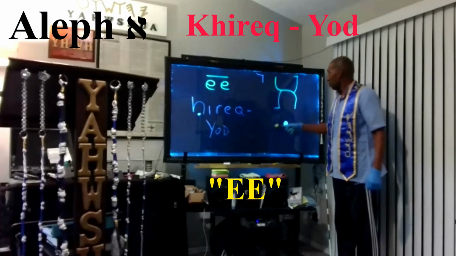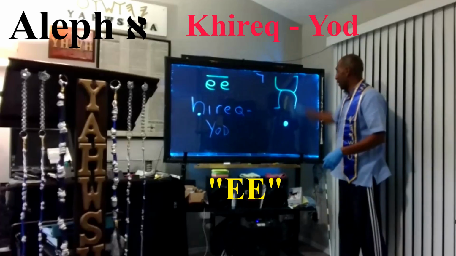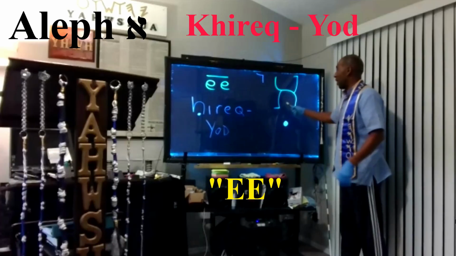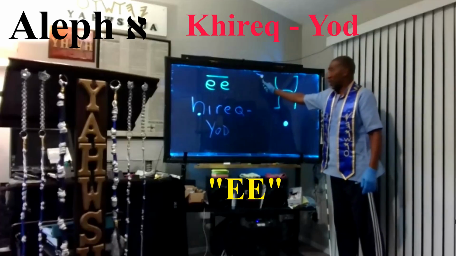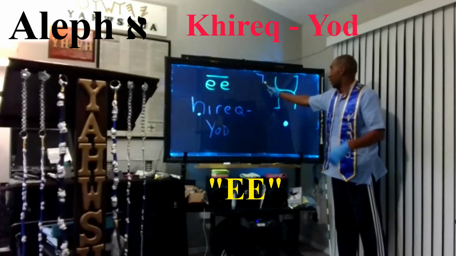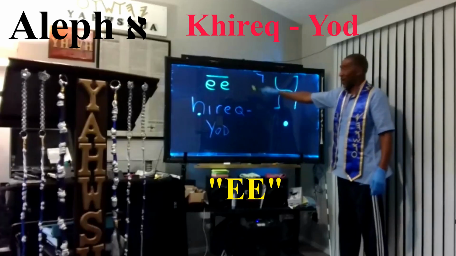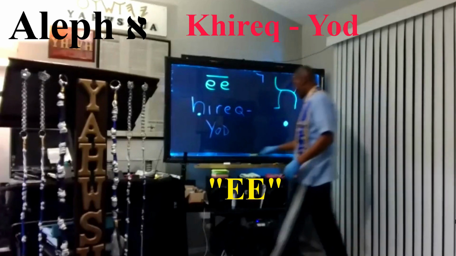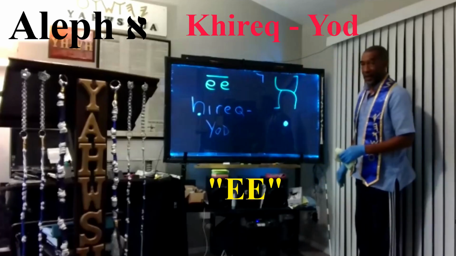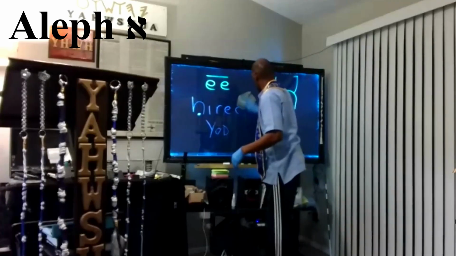All right. So the first one was kamets, ah. Next one was sere or sere yod, A or ay. With the yod there, with the sere yod, you can give it a sound. Hirek yod, E. All right. Next one.